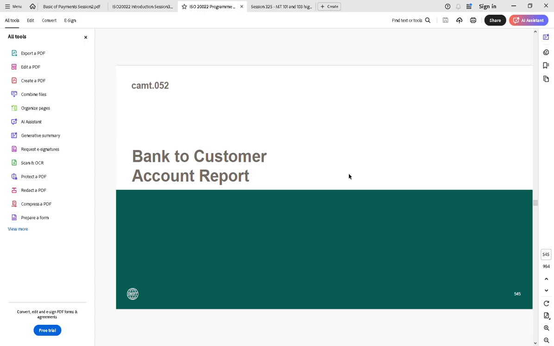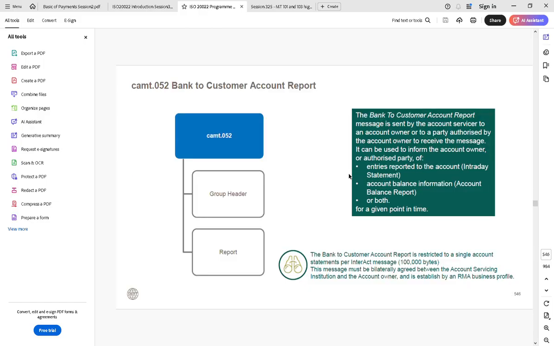First message. Okay. In this message, the last chain of the payment, that is creditor agent or instructing agent, will send a report to the person who is the creditor here. So that is called bank to customer account report, CAMT 52. So this is our message. What does it look like? Again, group header and a report inside that.